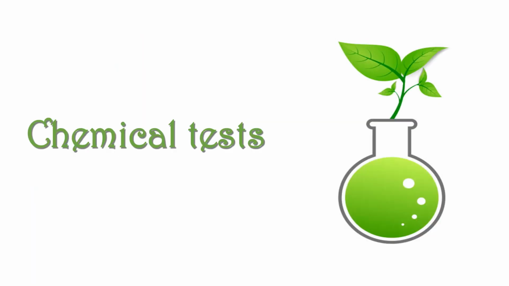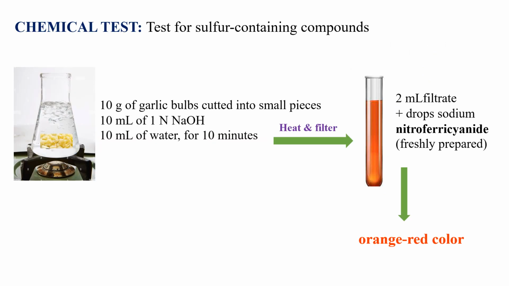Chemical test for characterization of garlic. We can use this test to ensure the quality, especially for garlic powder, for example. Ten grams of garlic bulb is cut into small pieces. This is for the sulfurous compounds, organosulfurous compounds. Mix the pieces with 10 ml of 1 normal sodium hydroxide and 10 ml of water, and then heat it for 10 minutes.